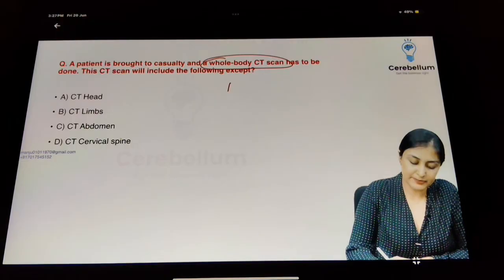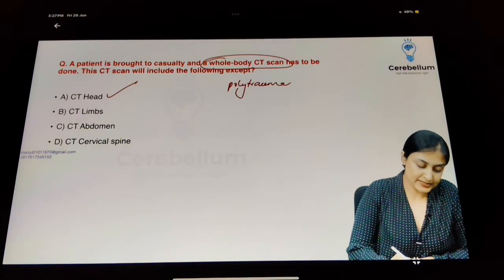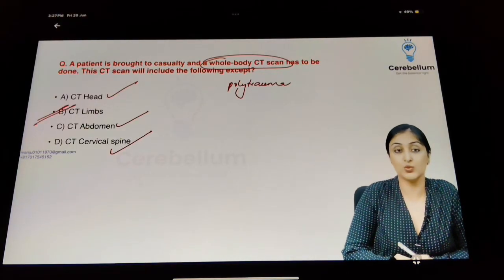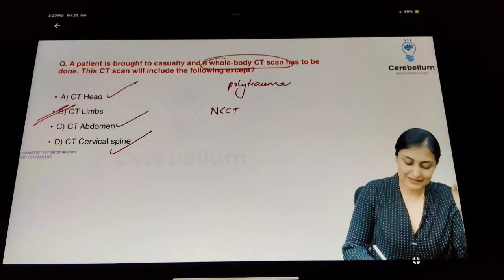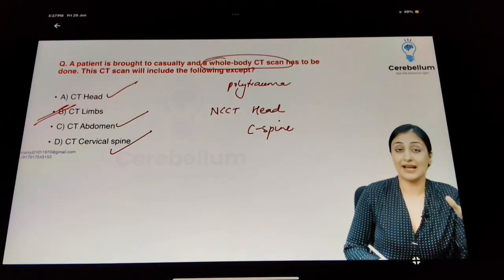Whole body CT scan is done in patients who have polytrauma. It includes head, abdomen, C-spine, but not the limb. So what we do in a whole body CT, somebody who has very severe trauma, is first I will do NCCT head along with C-spine, and after that we do a CECT.